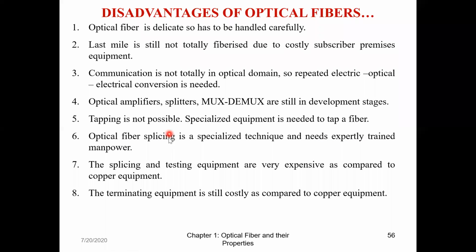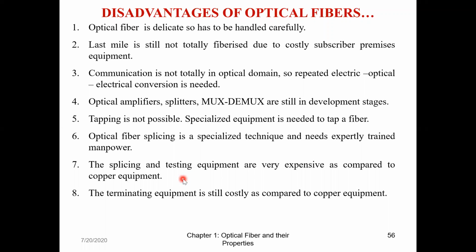So we have a fusion splicing machine. Using that machine, a technician is there, a specialized one. That person only can join two fibers. So obviously this becomes a disadvantage because the person has to be skilled. And the splicing and testing equipments are very costly.